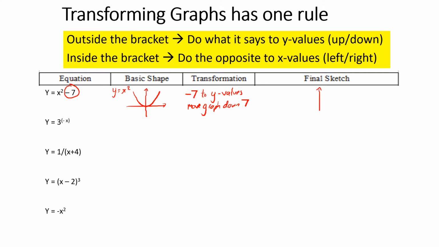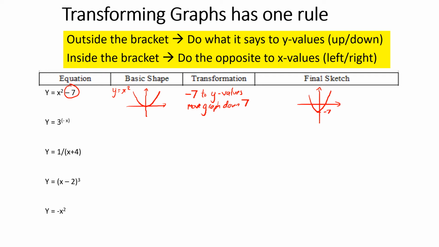So what would that do to my final sketch of what this looks like? We'd have the same shape, but it'd be 7 squares lower. So that's the basic idea. Now let's apply this to a few more.